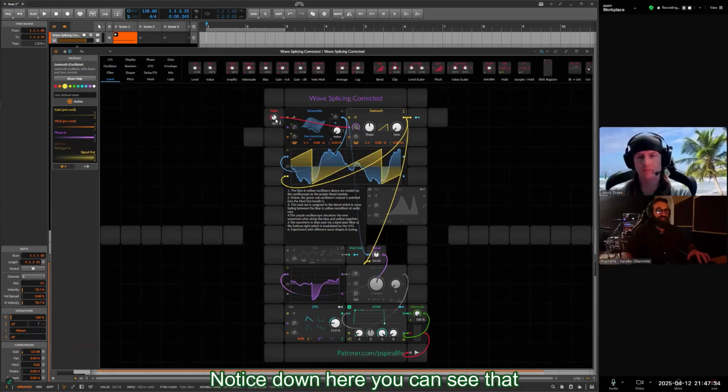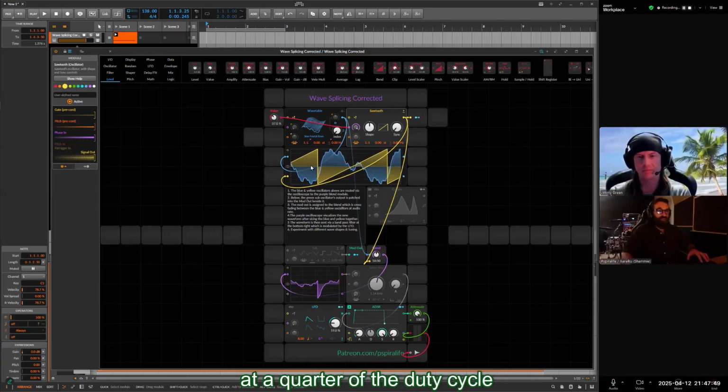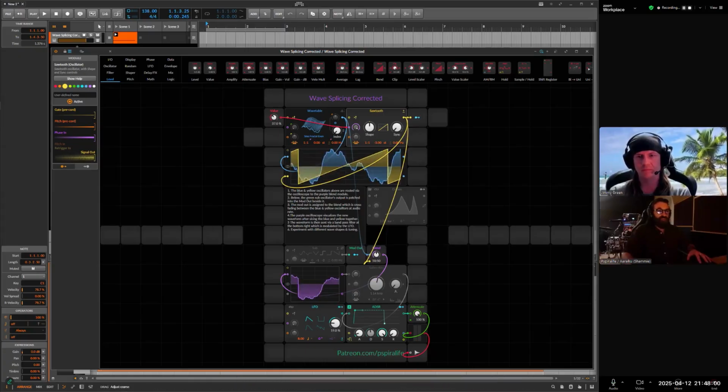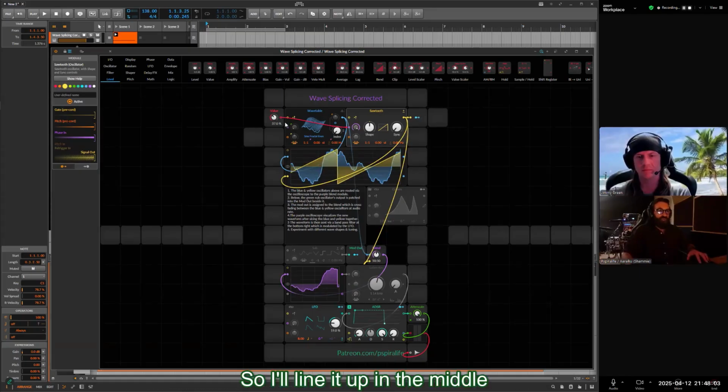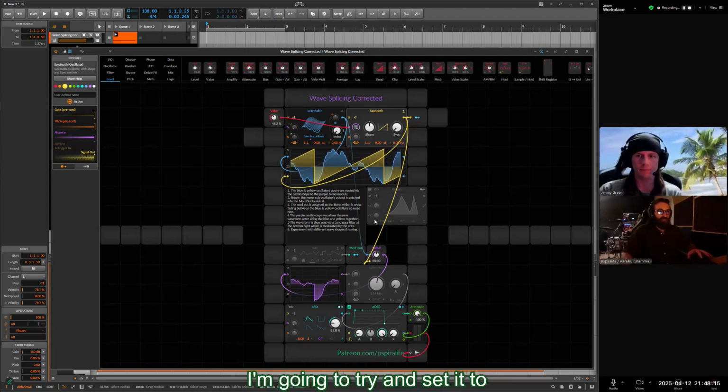See, notice down here you can see that splice point more easily. Not exactly sure why the phase at a quarter of the duty cycle is corresponding to halfway here. It's possibly to do with the pitch. So I'll line it up in the middle. It might not matter that much. It's not going to be the end of the world. But for visualization, I'm going to try and set it to the middle there.